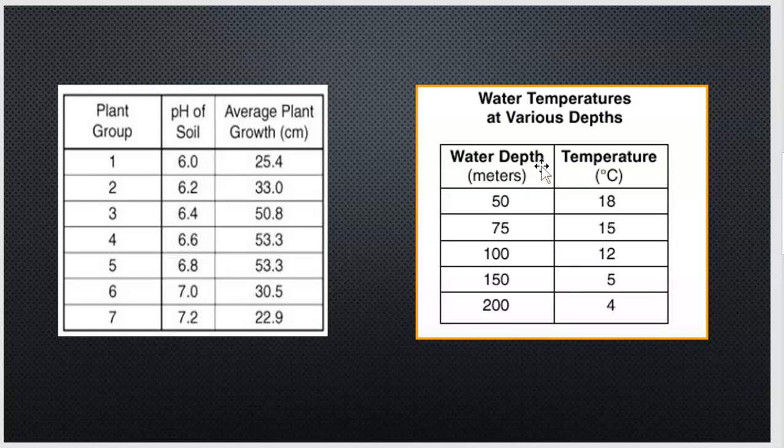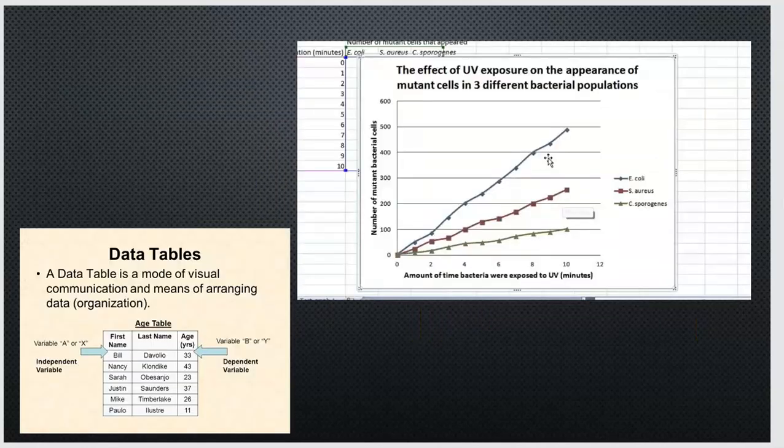Water depth, we're measuring in what? Meters. And temperature, we're measuring in Celsius. Again, it's about clear communication, making sure that everybody understands what they're looking at. Okay? Now, when we come over here, we see how a data table is how we're communicating and arranging our data. We can then take that data and we can use it in a graph.